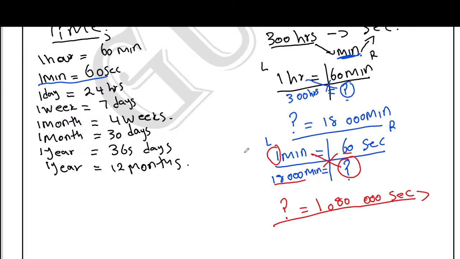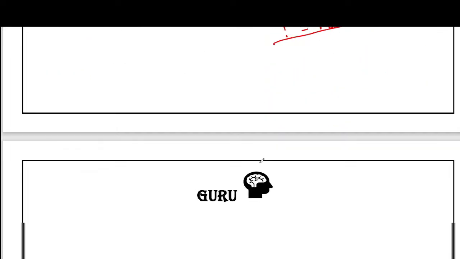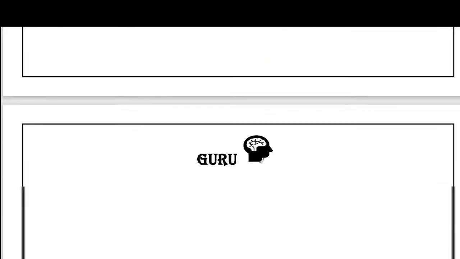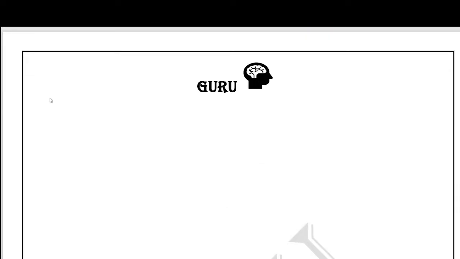So how do we master this? We use the cross multiplication. So the cross multiplication also works here very well. You're not going to get lost. Now before we close this live, I want to touch on the last one, temperature. How to convert temperature.